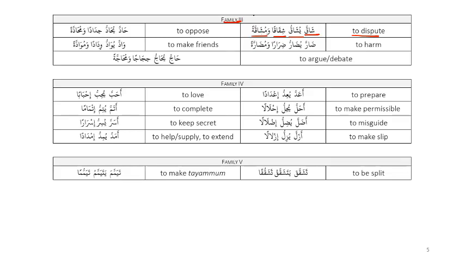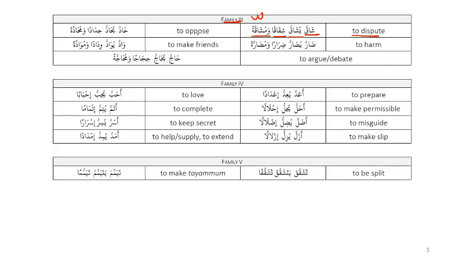Mushaqqa. So notice there is a shadda on the qaf. And pretty soon we'll talk about the rules and then all this will make more sense. But what does this family tree look like? The fa'ala. Yeah, this is the qatala. So qatala, yuqatilu, and then there are two masdars, muqatalatan and qitalan, right? So qatala, yuqatilu, and then qitalan and muqatalatan. So this is babe mufa'ala.